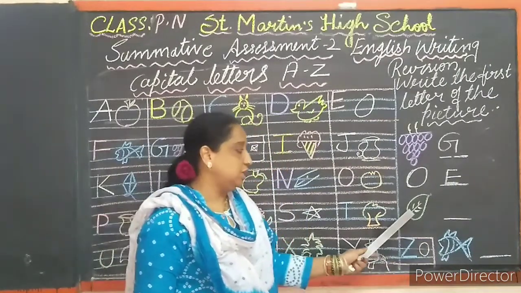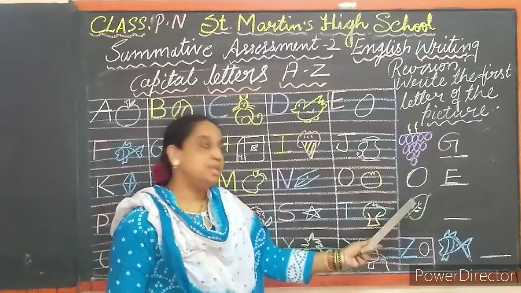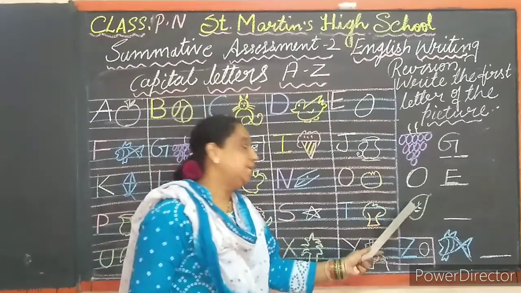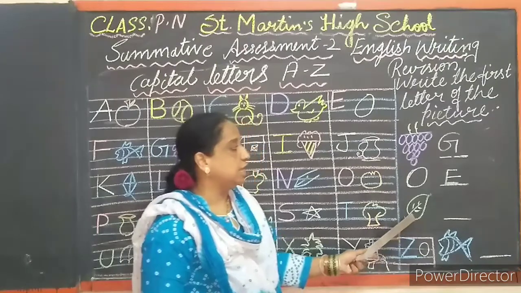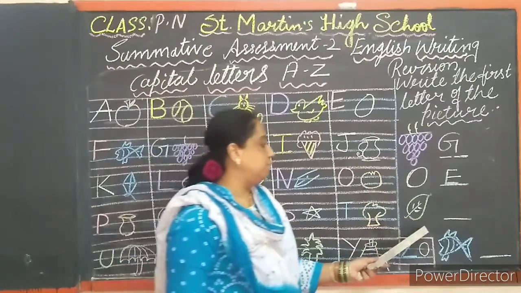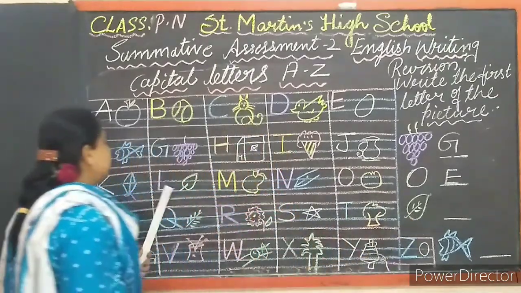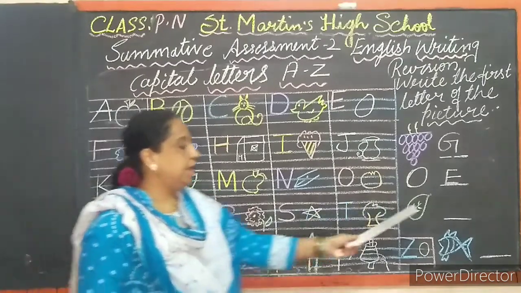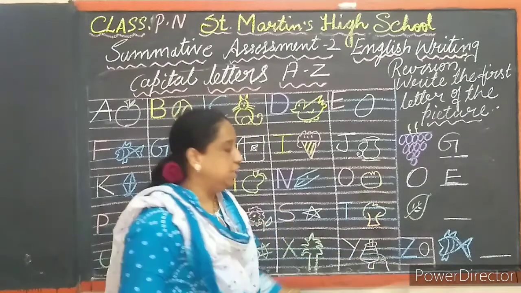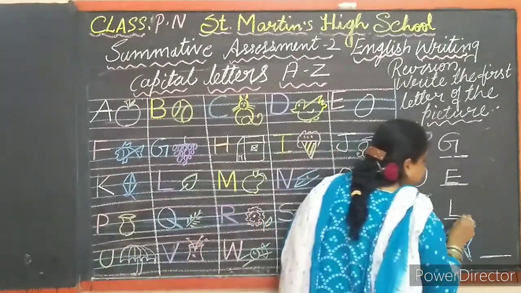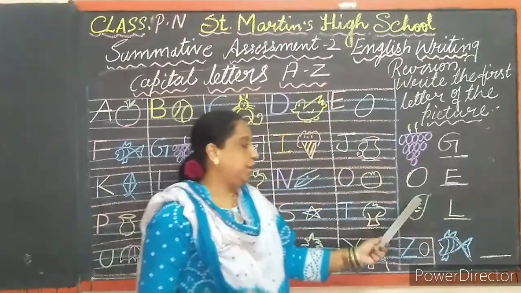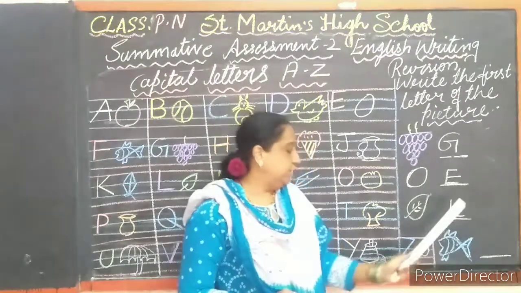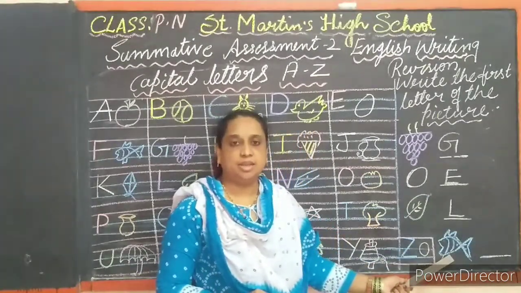Yes. Next, what image is written here? Can you tell me? Leaf. I have done the leaf here. So you should write the first letter of the picture leaf. So leaf comes in the sound of L. So you should write letter L here. L for leaf. L. Understood? L for leaf.